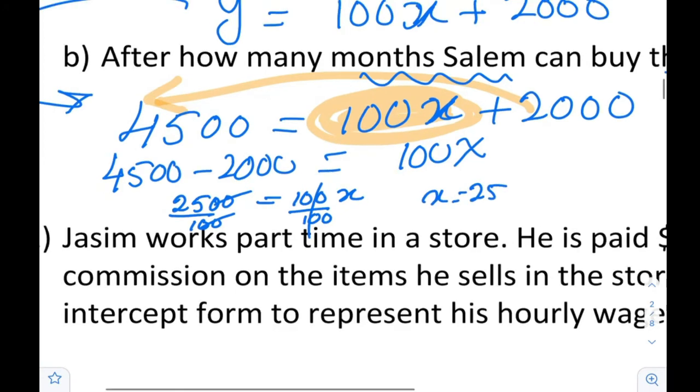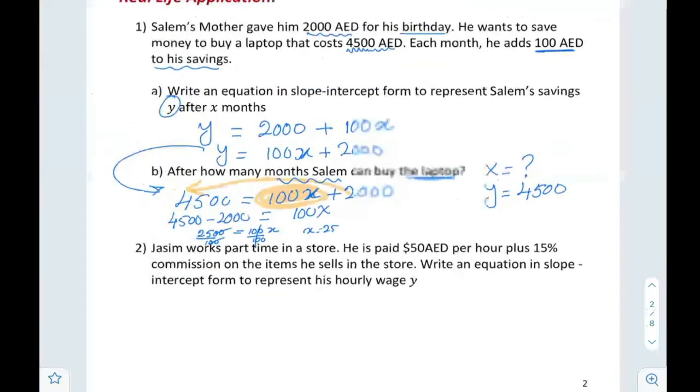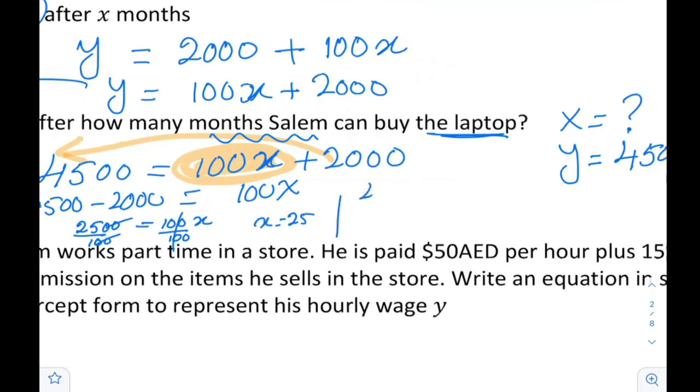x equals 25 means the number of months needed for Salim to save 4,500, the price of the laptop, is 25 months. Meaning he needs 25 months to save 4,500 dirhams so he can buy the laptop. 25 months means 2 years and 1 month, because each year has 12 months.